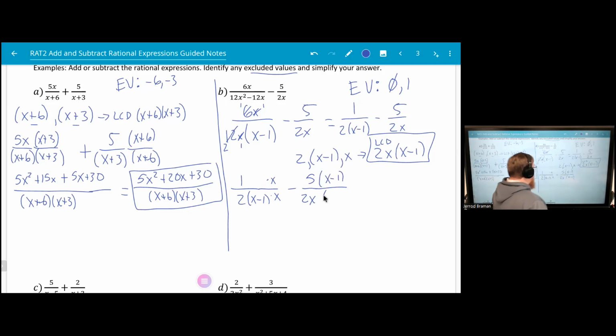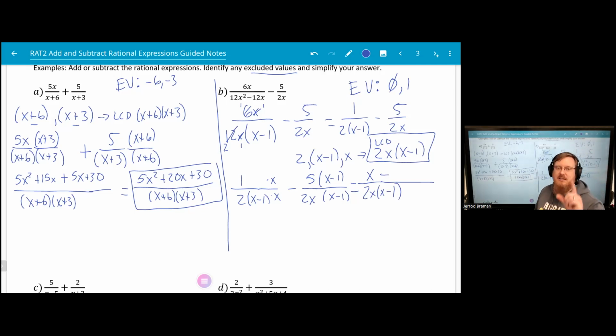All right. And if I do that, this simplifies. Well, 1 times x, as far as I know, is x. Then I've got, again, all divided by 2x times x minus 1, right? Because now I've got common denominators. Minus, and I'm subtracting this entire thing. You have to be very careful here. This is where students make the biggest mistake.